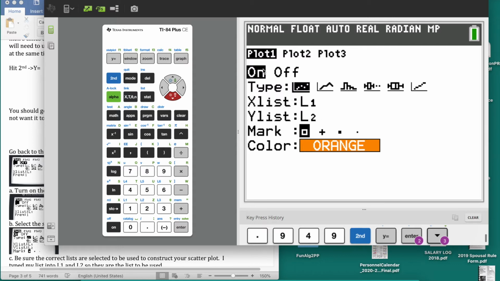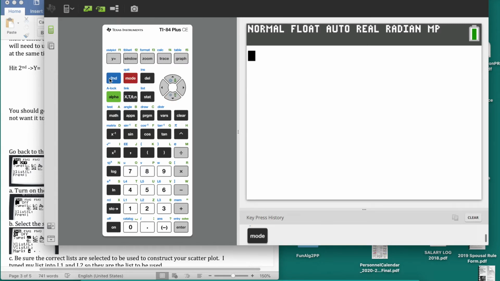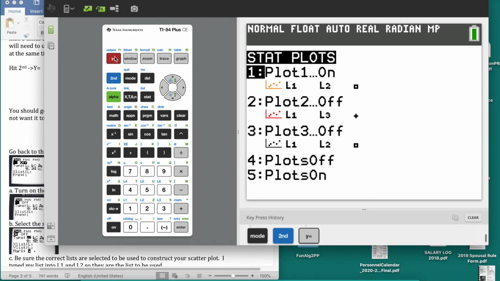Okay, so this one's all set up, turned on, highlighted, L1, L2. I have this space here, and the color is on orange. That's important. If you don't have a color one, the cursor that you pick is not going to be important. I'm now going to quit out of there, go back to second stat plot.